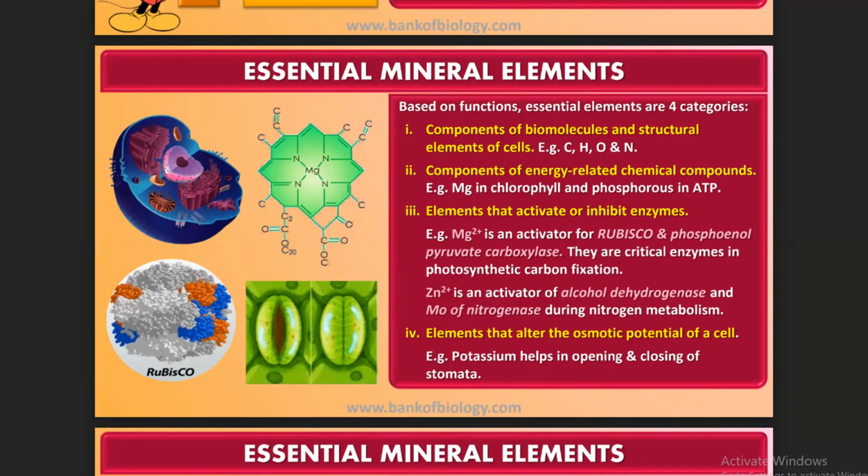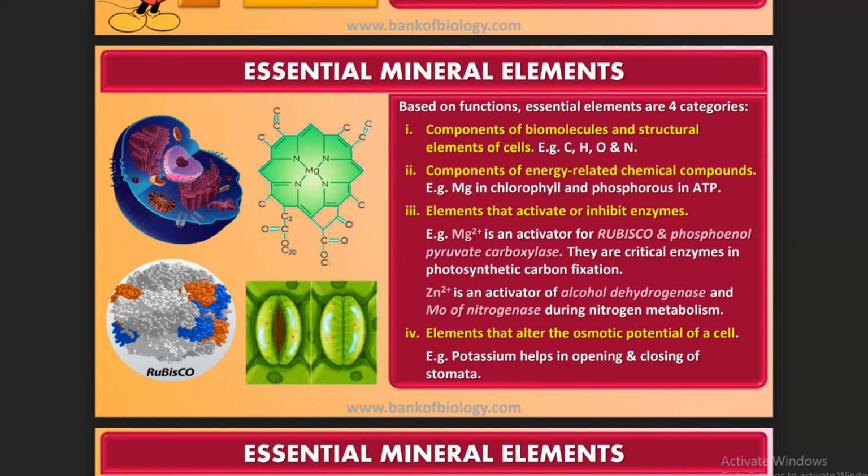Example, magnesium is in chlorophyll. What is present in hemoglobin? Which element, which ion? In hemoglobin, it is iron. In chlorophyll, it is magnesium.